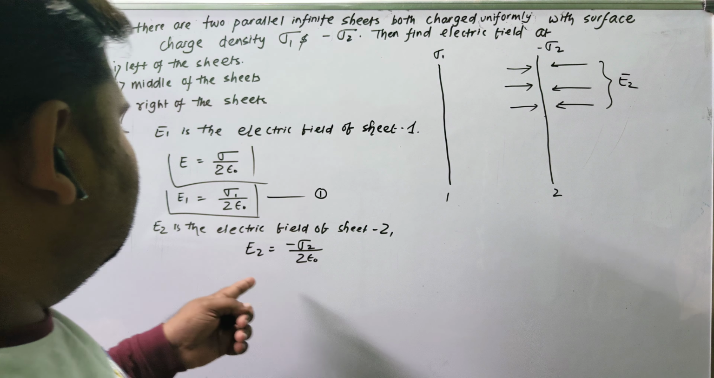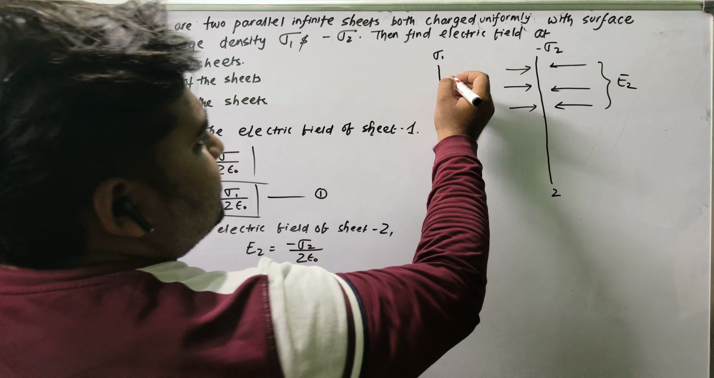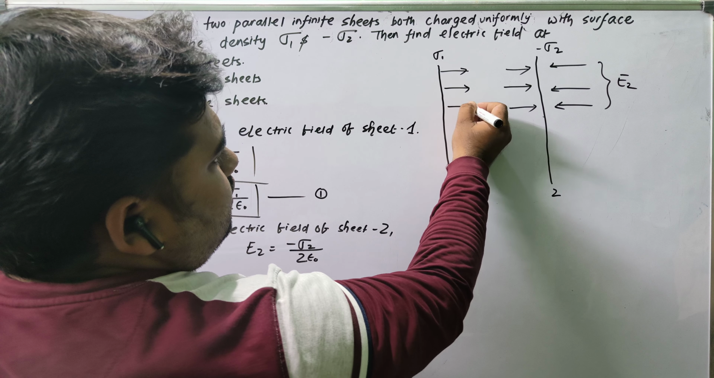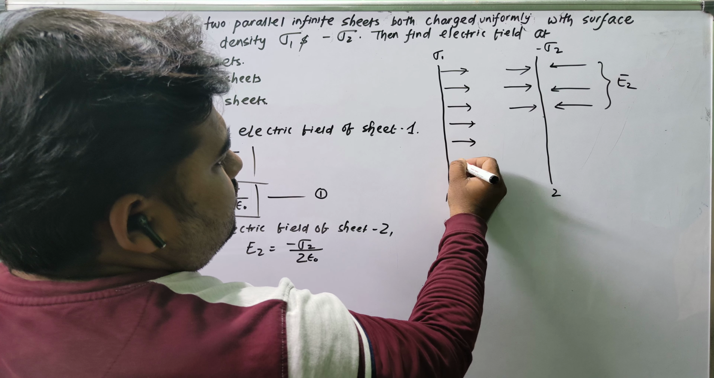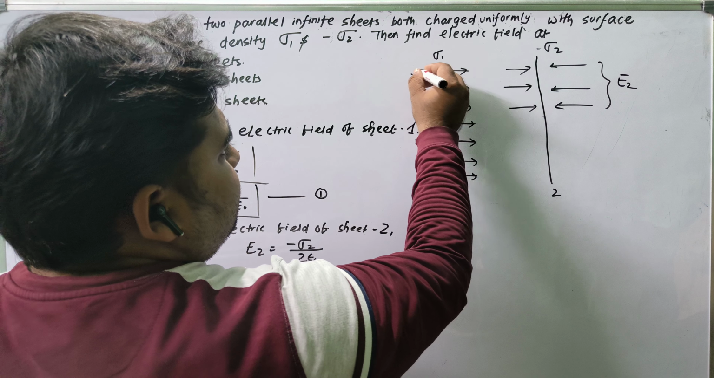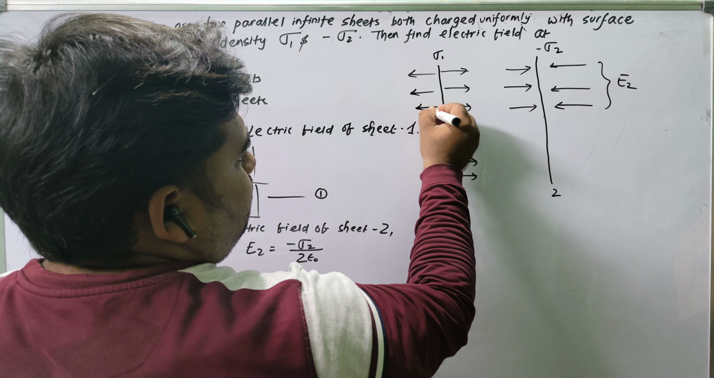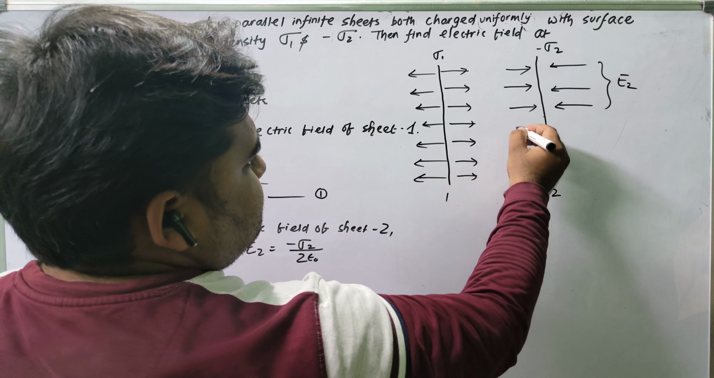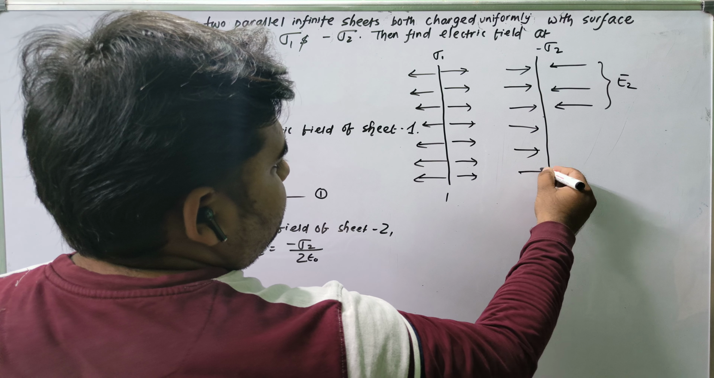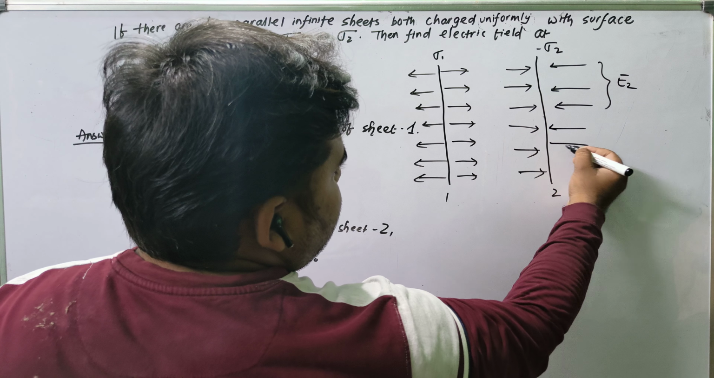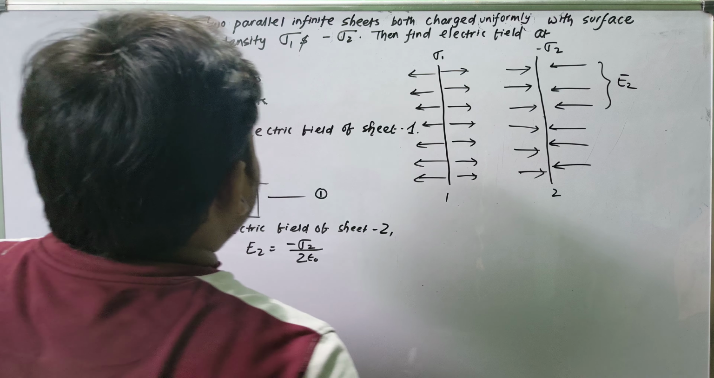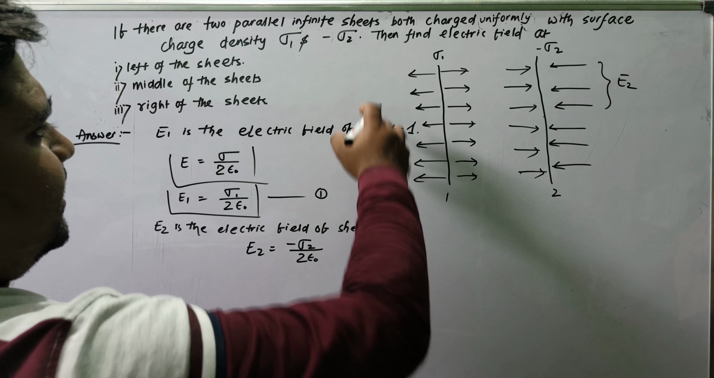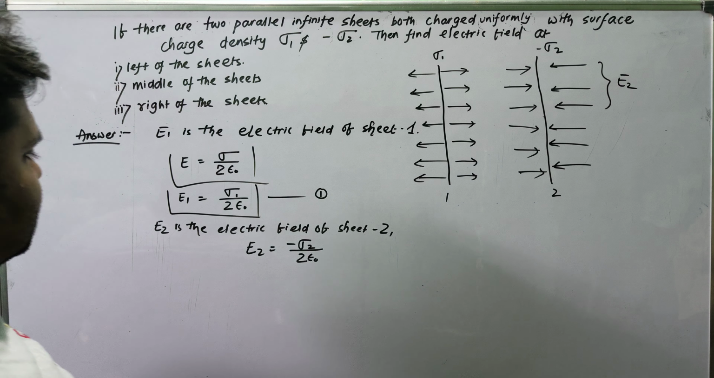Now for E1, what is the direction of the electric field? Since it is positively charged, it is outward going. This is E1. You can also do it for the whole sheet. So you need to find what the question gives: the net electric field to the left of the sheets, at this portion. At this portion, what is the electric field?